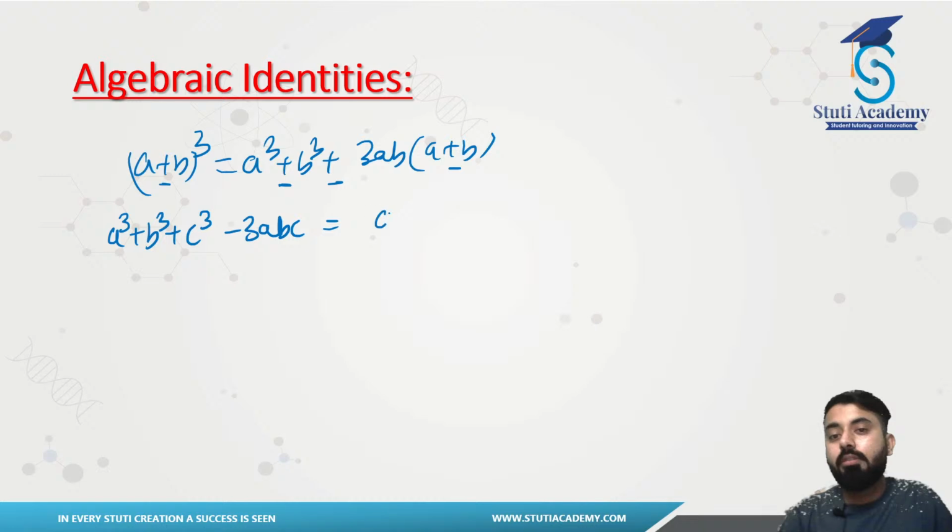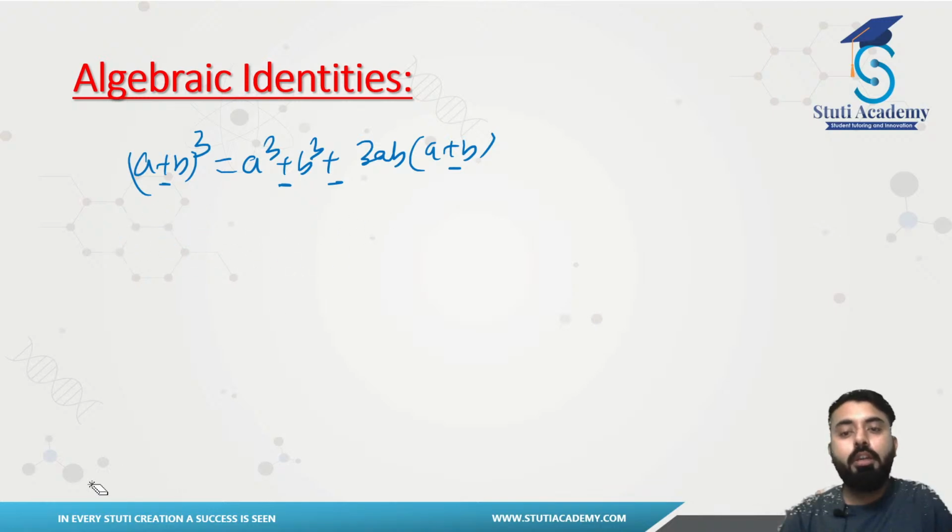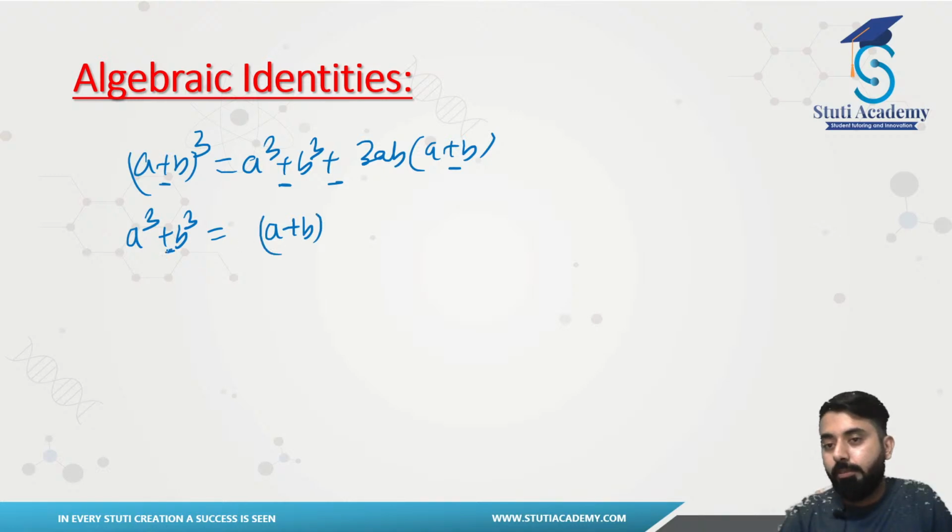This will be a square. Sorry, if I erase this, firstly let's just start with the second one. If we want to find out the value of a cube plus b cube, that will be what? That will be (a plus b) into (a square plus b square minus ab). See, if there is a positive sign here, there should be a positive sign here as well.